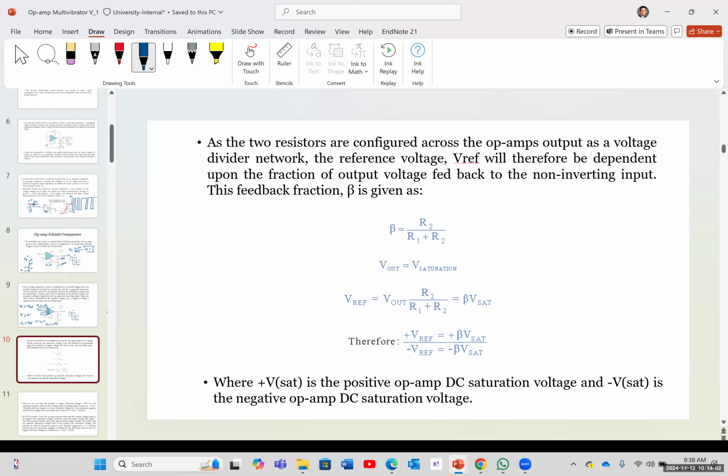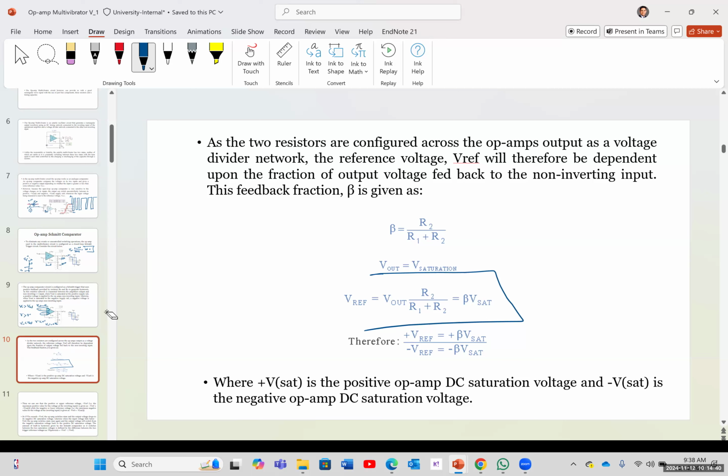V out is equal to V saturation. Therefore, V reference would be V out times R2 over R1 plus R2, or in other words, it's going to be beta times V saturation. Therefore, positive V reference is going to be positive beta V saturation, and negative V reference would be equal to negative beta V saturation, where positive V saturation is the positive op-amp DC saturation voltage or the DC supply voltage, and negative V saturation is the negative op-amp DC saturation voltage.